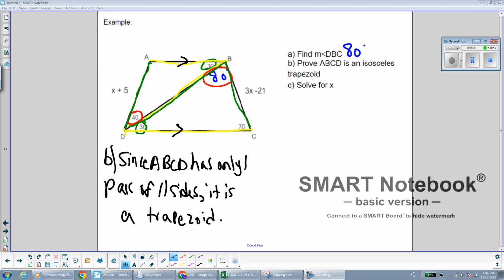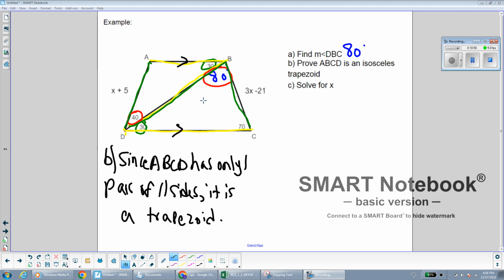Now, we need to prove that this trapezoid is also isosceles. So remember, isosceles trapezoids have congruent legs. The thing is, they don't tell us that the legs here are congruent, so we can't assume that. We also know that isosceles trapezoids have congruent upper base angles and congruent lower base angles. We can find the angle measurements and see if the base angles are congruent.